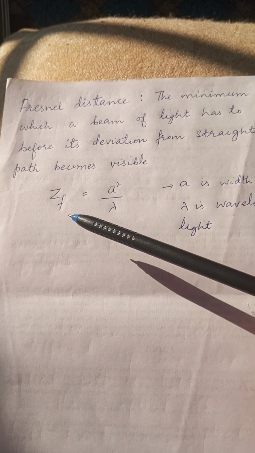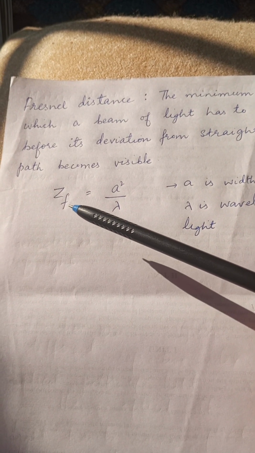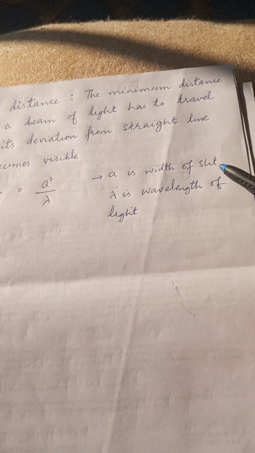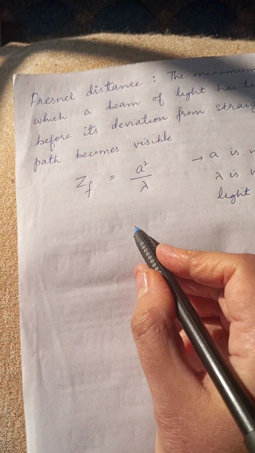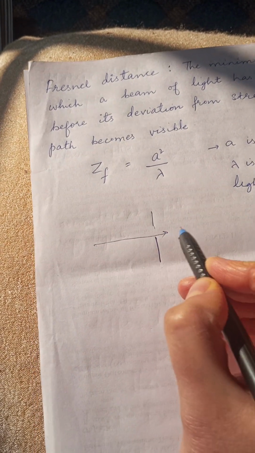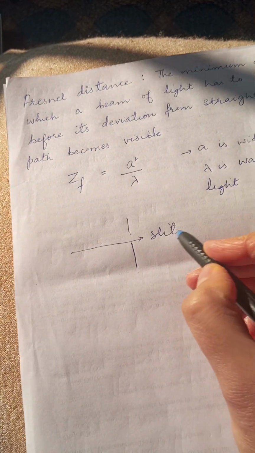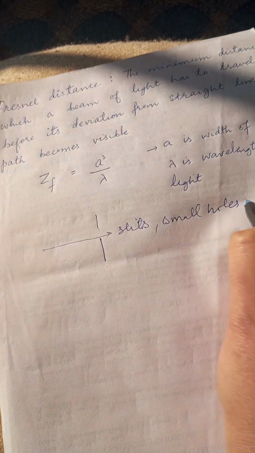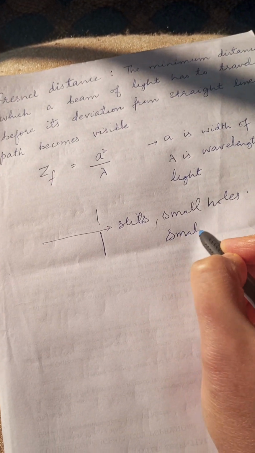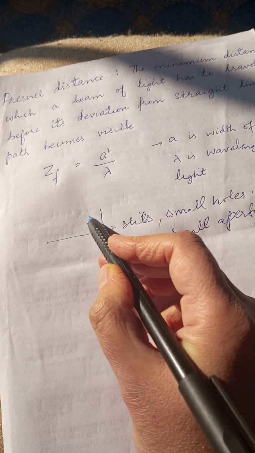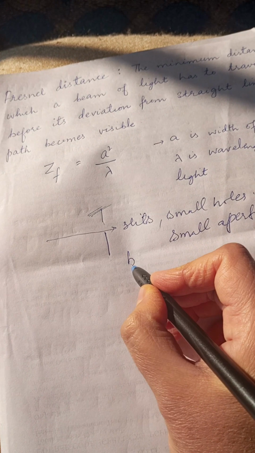That Fresnel distance is denoted by ZF, and it is given by a square by lambda. What is a? a is the width of the slit through which the light has to move. Because generally whenever we see the bending of light, it is whenever the light passes through certain slits or small holes or small apertures, or when it bends around the edges, right? When it bends around the edges.